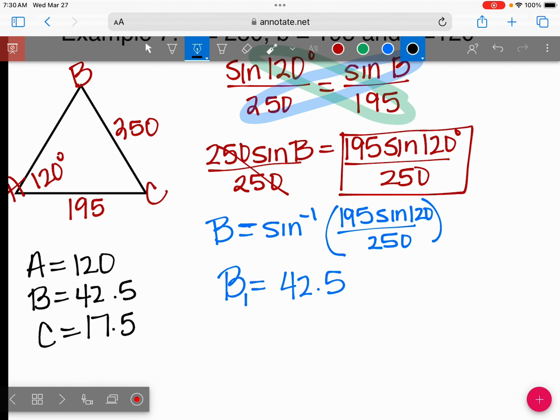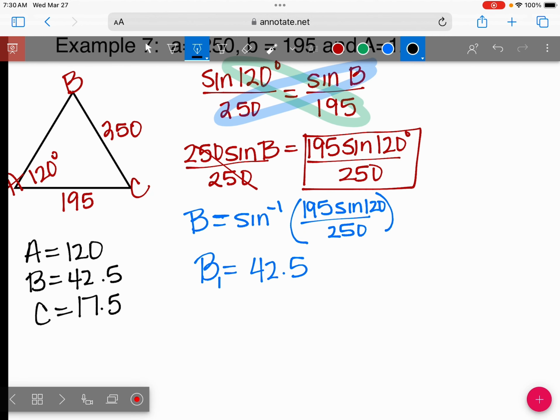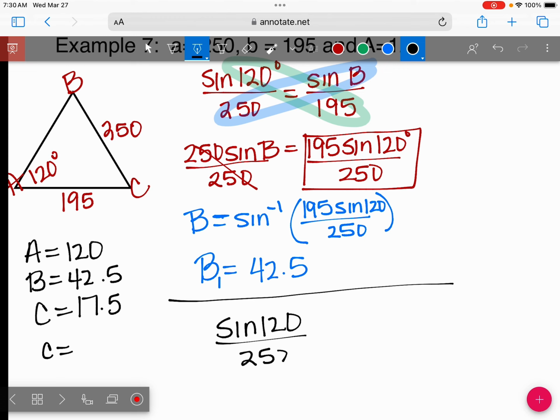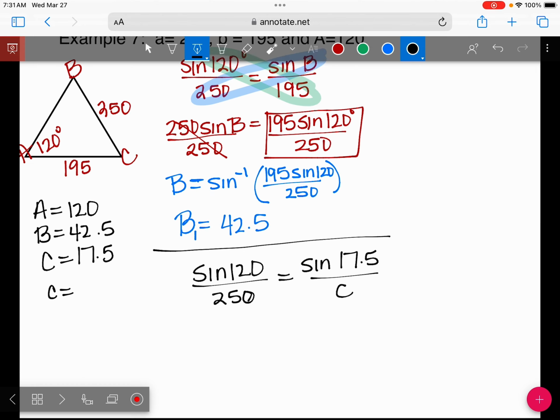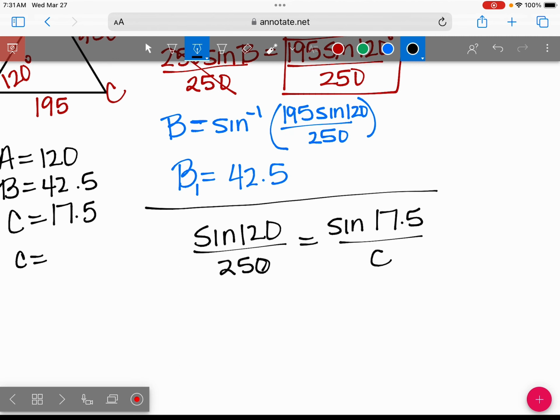And now that we know angle C, we can find side C. So let's find lowercase c. So in order to find side C, I'm going to still stick with my sine of 120 over 250. And we'll set that equal to the sine of 17.5 over lowercase c. Now, do you have to use the inverse to find side C? No, because it's not an angle. So go ahead and solve for side C.